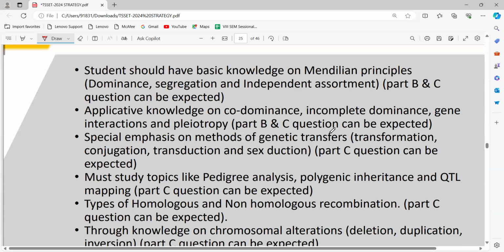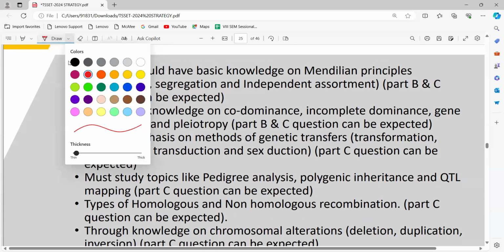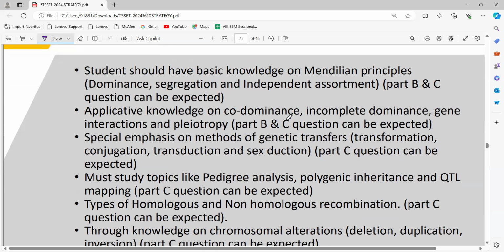Then genetics. Whether you are a botany student or a zoology student, it is a must that you read genetics. Genetics is a kind of big unit, but what is the advantage with genetics? The advantage with the genetics chapter is most of the questions are conceptual.